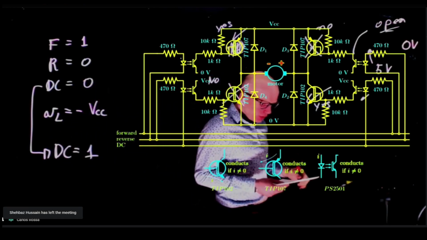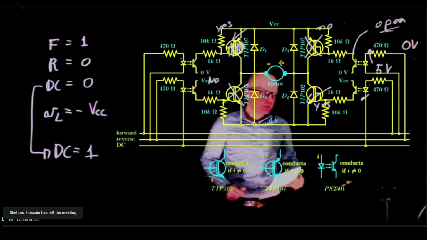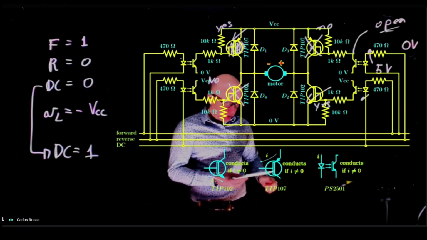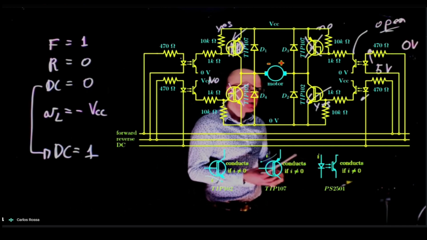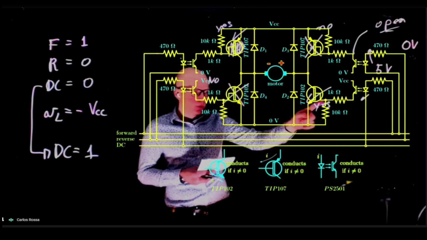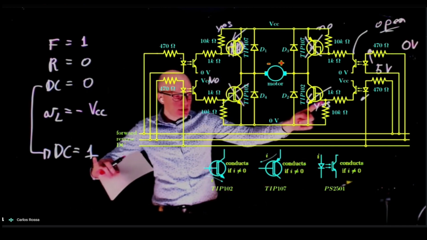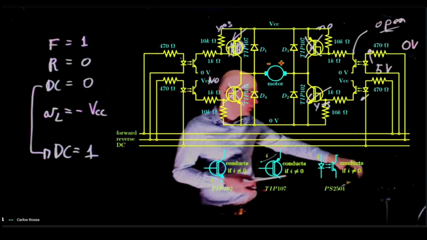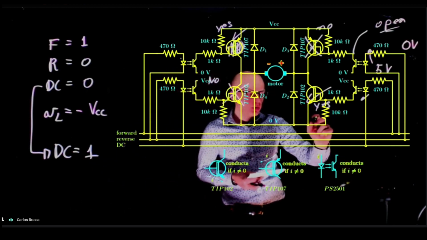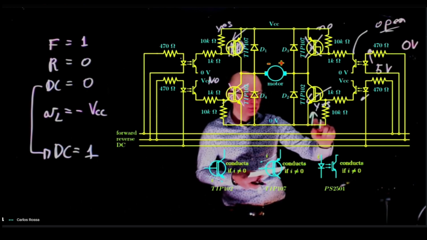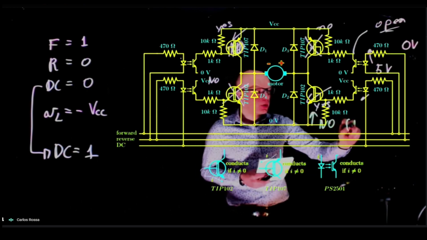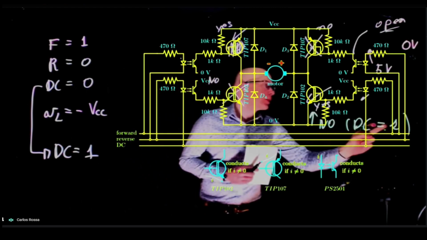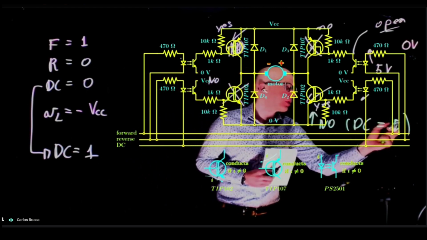If we change DC to 1, we can follow the same steps here. I'll let you do that later, but in essence, the only one that changes is this one. If we change DC to 1, this one will now go from conducting to not conducting. DC 1. This is supposed to be a number 1. Let's do a North American one like that.